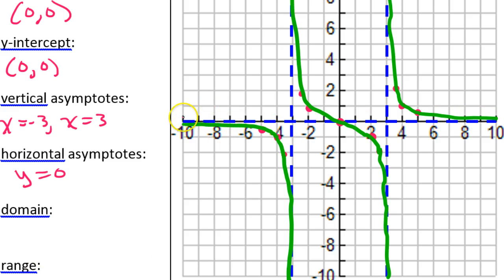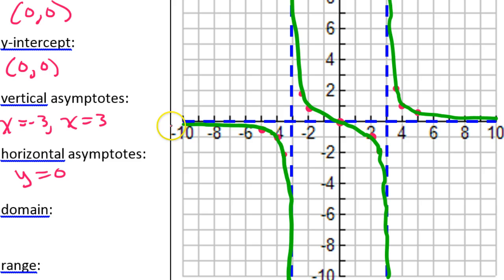Now the domain is the x value, so we read from left to right. This graph goes to the left forever and it goes to the right forever, and it covers everything in between except for these vertical asymptotes. Every point, every x value is represented by a point on this graph, except for there are no x values at -3 and there are no x values at +3. So we just have to leave that out of the domain.